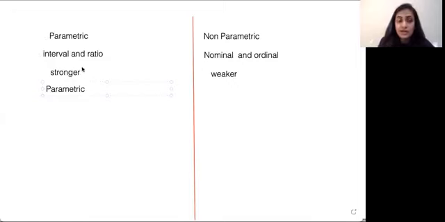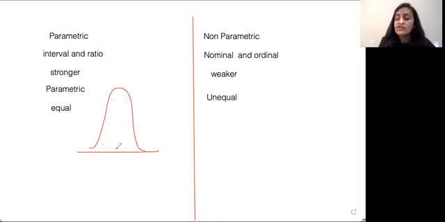What about the groups? Which one has equal groups? Parametric always has equal groups and non-parametric is going to have unequal groups. Now, parametric is always going to be a homogeneous distribution. Homogeneous distribution means equal distribution of the population, and it's typically represented by a bell-shaped curve. That is a normal distribution, homogeneous distribution, whereas non-parametric is not going to have homogeneous distribution.